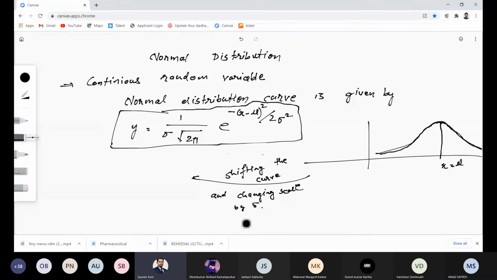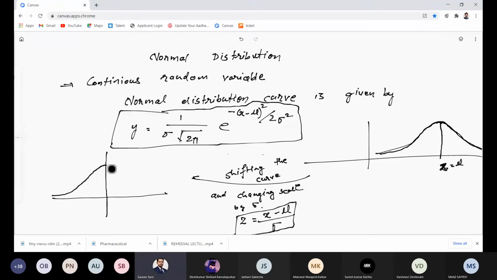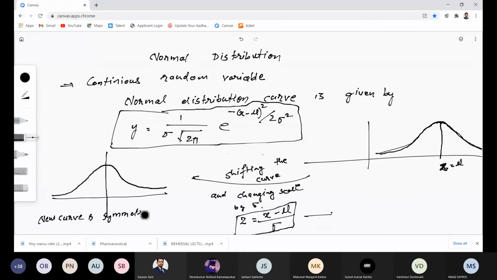I will have a new variable z is equal to x minus mu divided by sigma. So I do this substitution. And by doing this substitution, what will happen? Wherever the mu is, when I take z, this curve will shift to the origin, and it will become symmetric about the y-axis. So when we do this change, z is equal to x minus mu by sigma, I have shifted this curve by mu and changed the scale by sigma. After doing this, the new curve is symmetric about the y-axis.